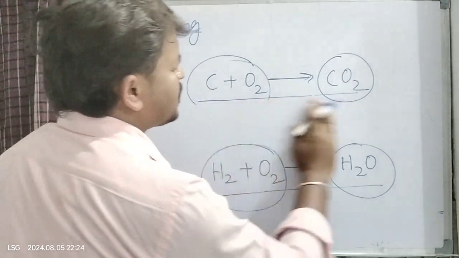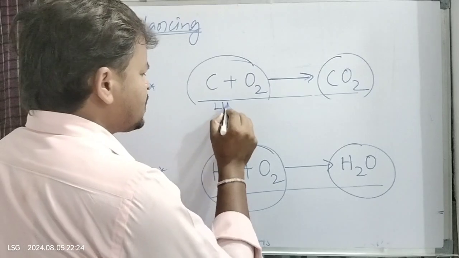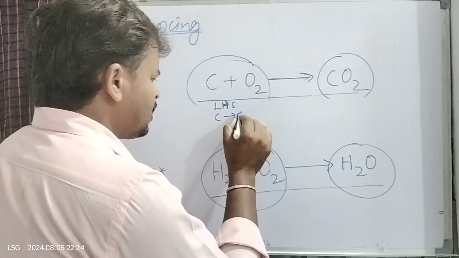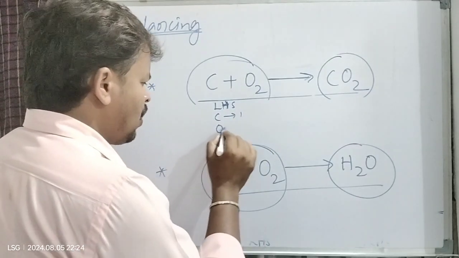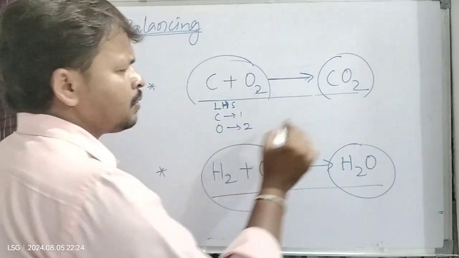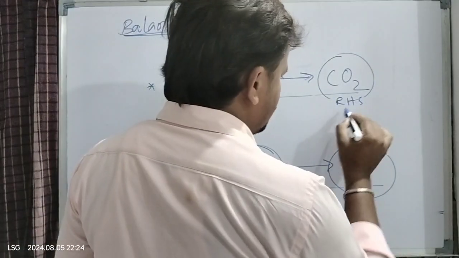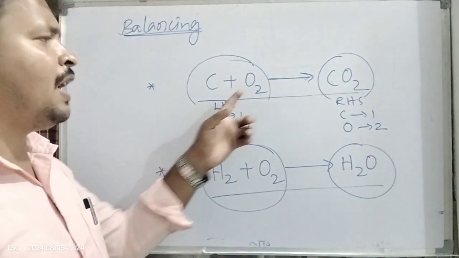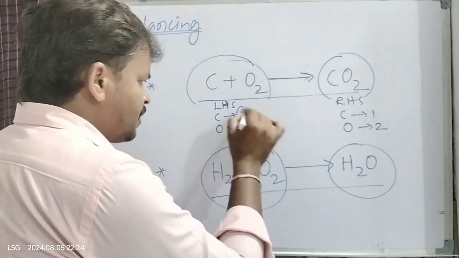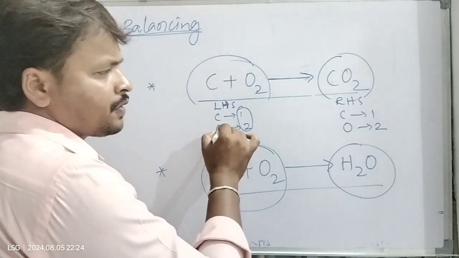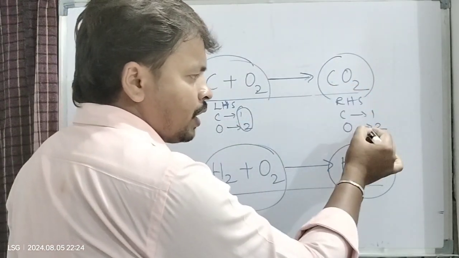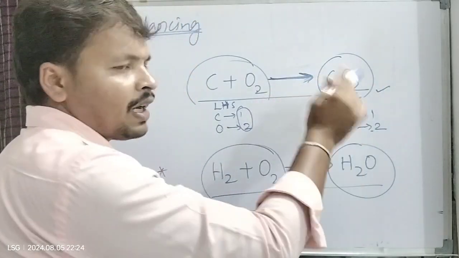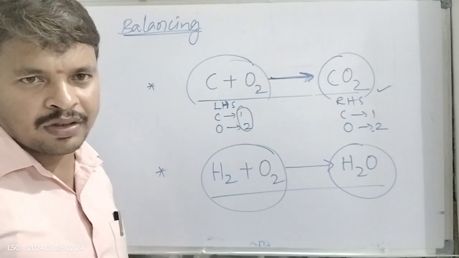In the first equation, on the LHS, the left hand side, how many carbon atoms are there? Only one carbon atom. Oxygen, 2. On the right hand side, carbon is 1, oxygen is 2. This is a balanced equation. One atom of carbon and 2 atoms of oxygen on each side. So the equation is balanced already. No need to balance such equations.